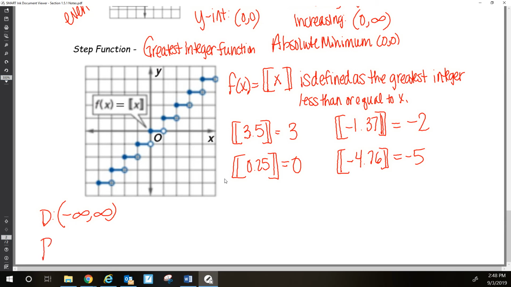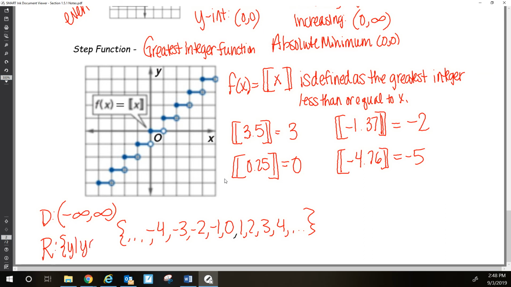All right, let's look at the range. Okay, if we just look at the range of what we see on the board right now, I've got a y value of, what is that, 1, 2, 3, 4, negative 4. I've got a y value of negative 3, negative 2, negative 1, 0, 1, 2, 3, 4. This is going to keep going and going. What set of numbers is that? Integers, right? Because we've got negative whole numbers, positive whole numbers, including 0. So the range is going to be the set of all y's, such that y is an integer.